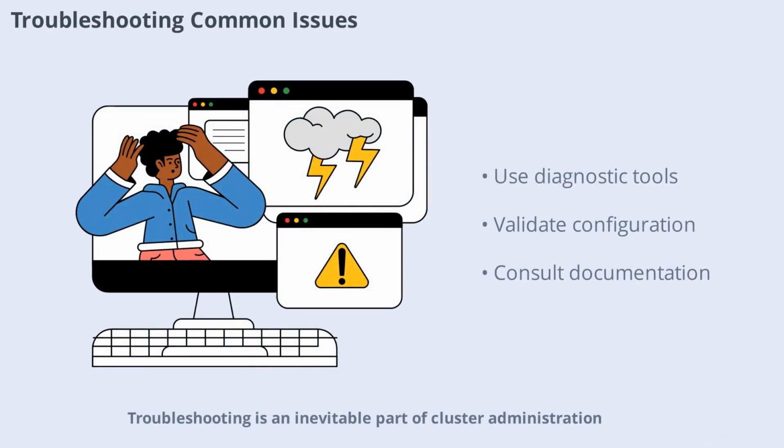Troubleshooting is an inevitable part of cluster administration. Common issues include node failures, storage connectivity problems, and misconfigured permissions. Use built-in tools like Windows Error Reporting, Health Service, and Event Logs to diagnose problems. Validate cluster configuration regularly and review recent changes. For persistent issues, consult Microsoft documentation and community forums. Keeping your cluster updated and following best practices minimizes the risk of outages and simplifies troubleshooting.